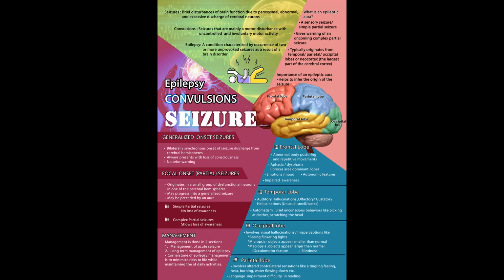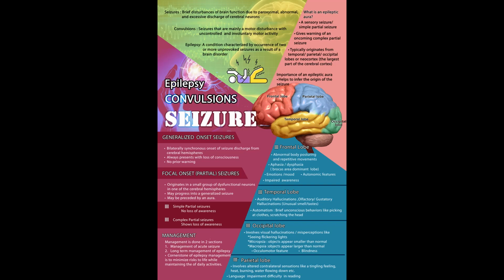The frontal lobe contains the motor cortex and the motor speech area. Therefore, we may see clinical manifestations like abnormal body posturing, repetitive movements, aphasia, or dysphasia if the seizure originates from the frontal lobe. The occipital lobe houses the visual cortex. So, if the seizure originates from here, the individual may have visual hallucinations.